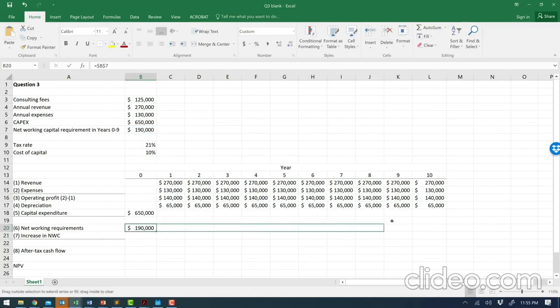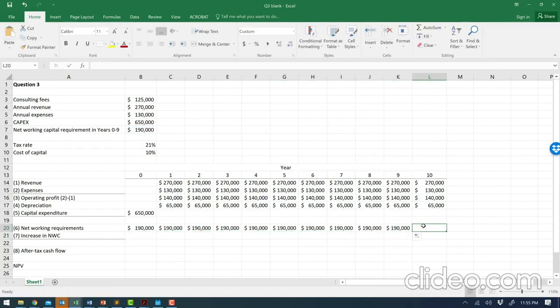These requirements are the same all the way through year 9. And in year 10, since we're closing down the restaurant, the working capital goes down to 0. Next, we compute year-over-year changes in net working capital.